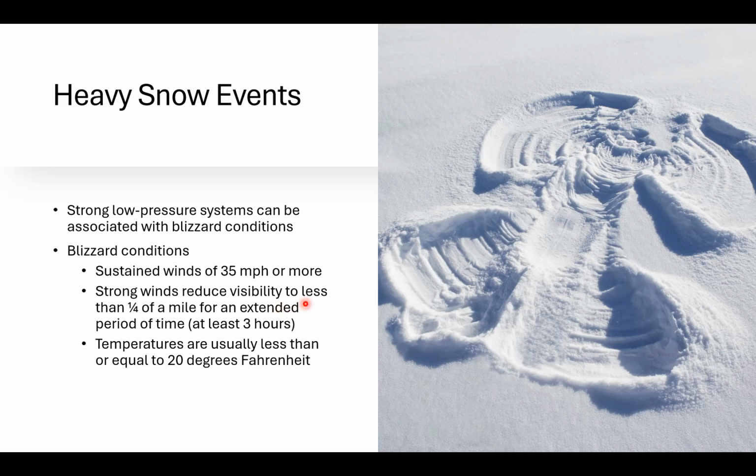Strong winds will reduce the visibility to less than 1/4 of a mile for an extended period of time. And this 1/4 of a mile restriction of visibility has to be for at least 3 hours. That's the extended period of time criteria. The temperatures are usually less than or equal to 20 degrees Fahrenheit. So just very, very cold, very windy, blowing the snow all over the place. You have the falling snow, you have the blowing snow, your visibility is reduced to less than a quarter of a mile for at least 3 hours, and that's a blizzard.